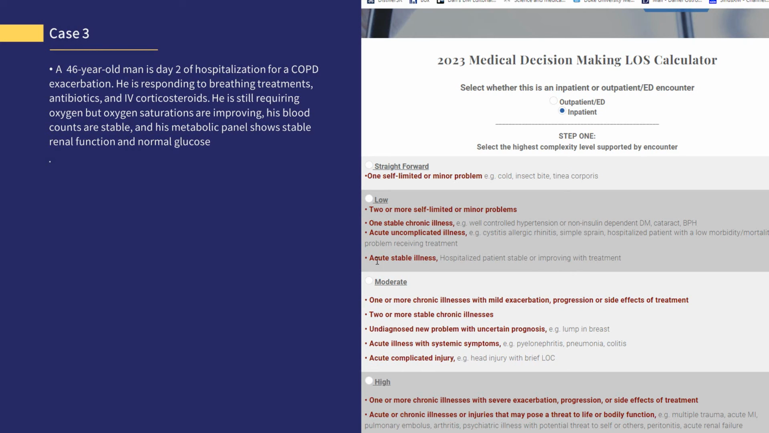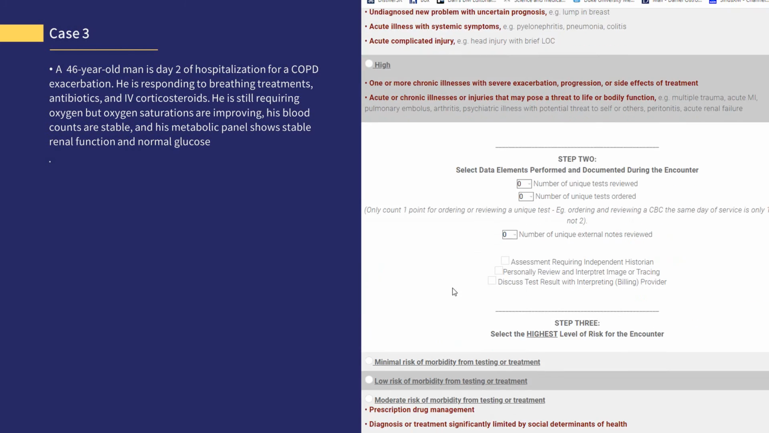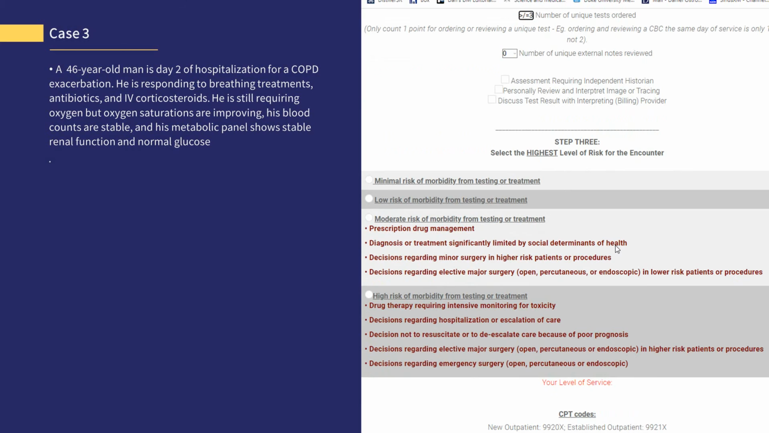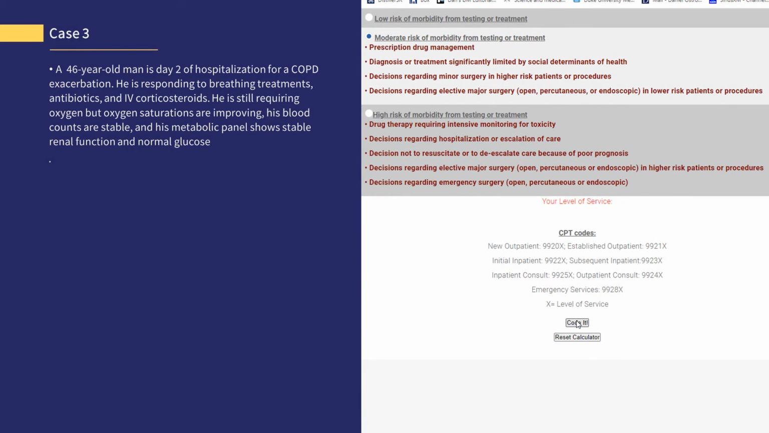For the problem complexity, it would be classified as a stable acute illness, and thus low complexity. For data, pulse oximetry, blood count, and metabolic panel allow for 3 points, which translates to moderate complexity. For risk, I would assign a moderate level of risk, as the prescribed treatment has moderate risks of morbidity.